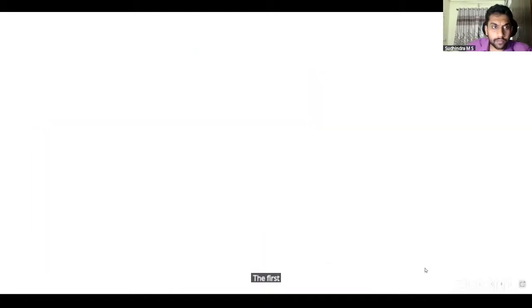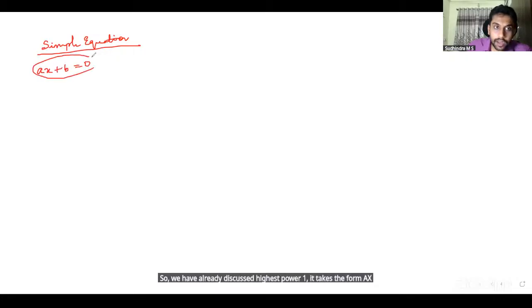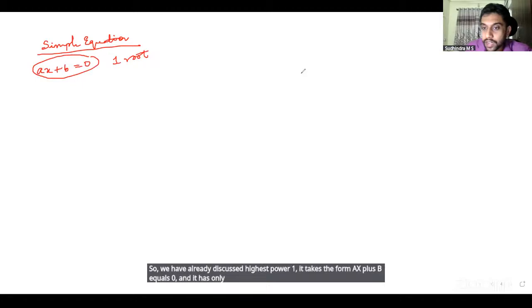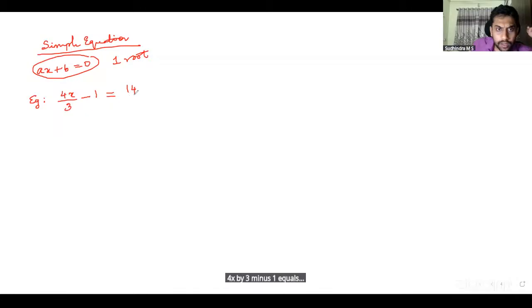The first one that we have, simple equations. We have already discussed highest power 1. It takes the form ax plus b equals 0 and it has only 1 root. How do I find the roots? It is very simple. Just by simplification, we will get the answers. If I take an example, 4x by 3 minus 1 equals 14 by 15x plus 19 by 5. Here, if you simplify this, what would be the value of x?